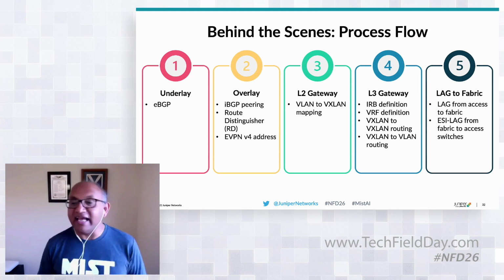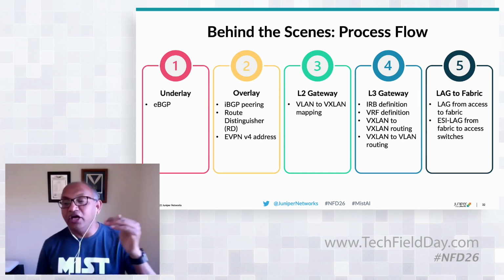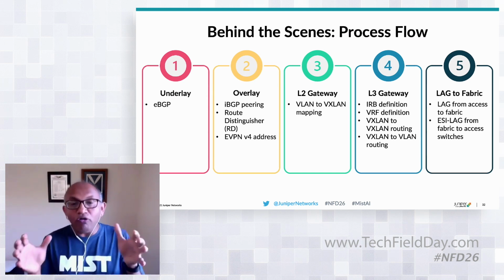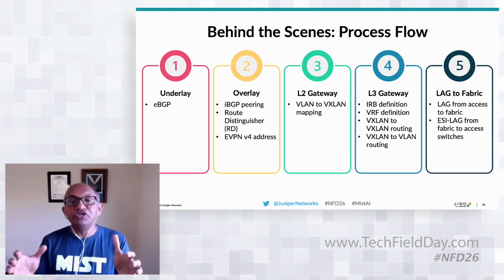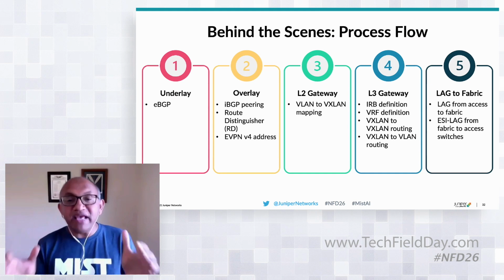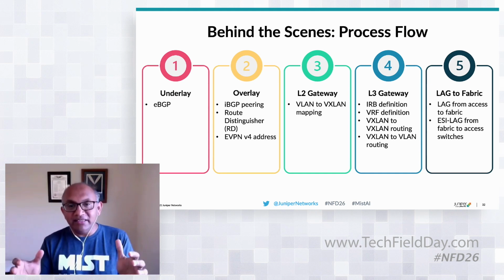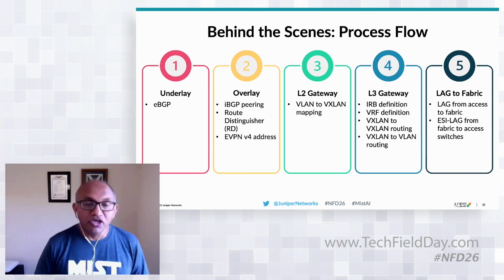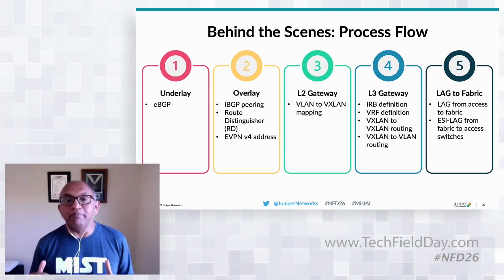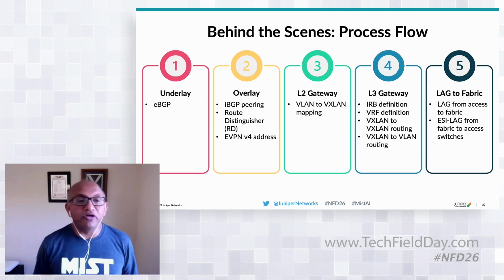We use ESI LAG from the fabric to the access switches. So all of this is happening at the back end. All you're going to do is provide some very basic information which is needed to configure all of this and push down to the switches in order to deploy your campus fabric. You don't have to bother about your underlay.